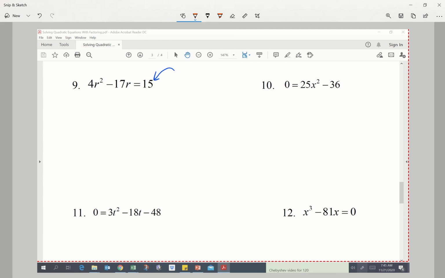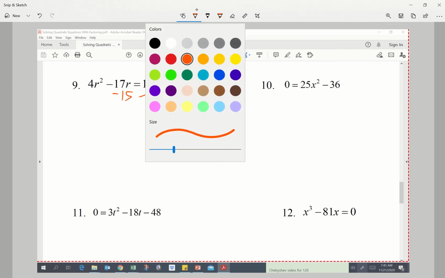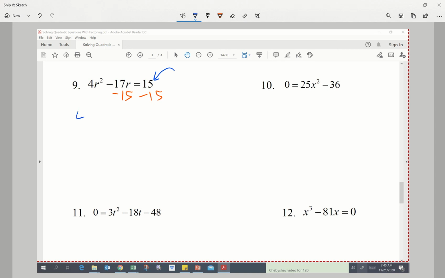So the very first thing we want to do to get the ball rolling here is let's subtract 15 from both sides so that we can get the right-hand side to be 0. This will give us 4r squared minus 17r minus 15, which is just a constant. And then on the right-hand side, 15 minus 15 is equal to 0. So we now have the right-hand side equal to 0. Now we want to go ahead and solve this thing.